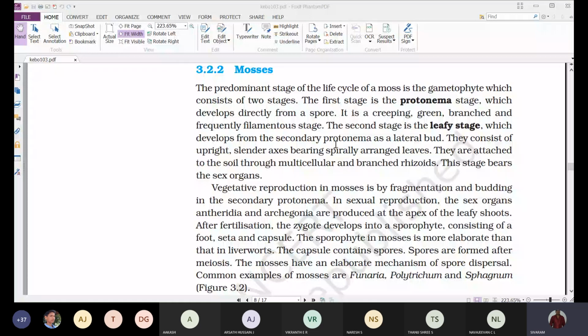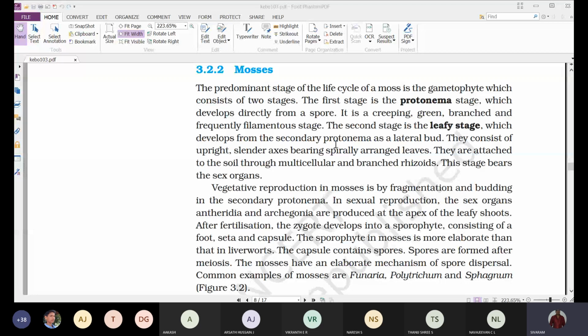And these spores, on germination, first give rise to a primary stage or first stage called the protonema stage. So the spores will give rise to the protonema stage, or first stage of the gametophyte. When you observe this protonema stage, it looks like the gametophyte stage of liverwort. That is, it is a creeping, green, branched, and frequently filamentous stage.